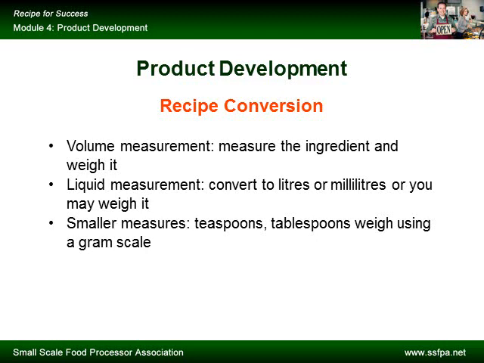If your recipe gives the ingredients in volume measurements, such as cups, to convert to equivalent weights, you need to measure the ingredient and weigh it. Liquid measurements, such as cups of milk, you may weigh it or just convert it to liters and milliliters. For smaller measures such as teaspoons or tablespoons, you would require the use of a more sensitive scale like a gram scale to get an accurate weight.